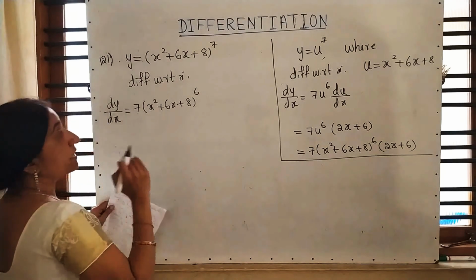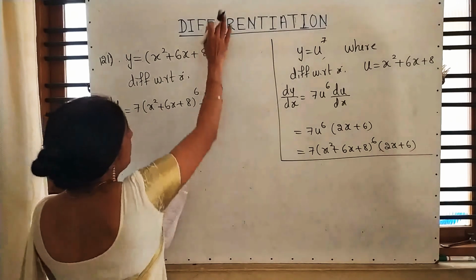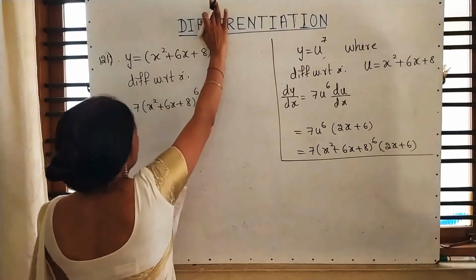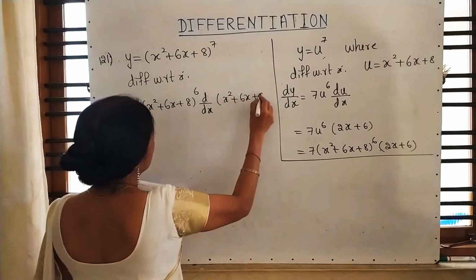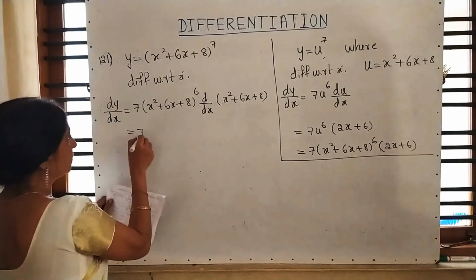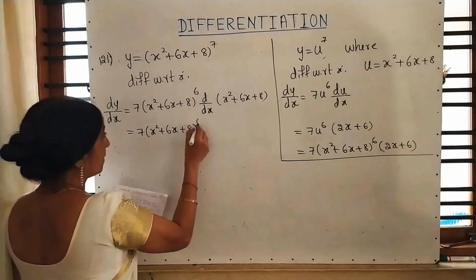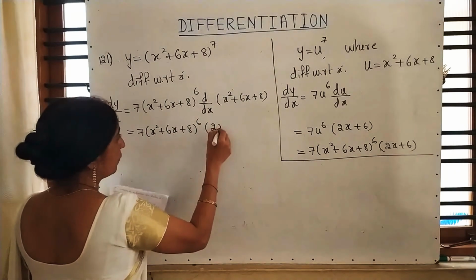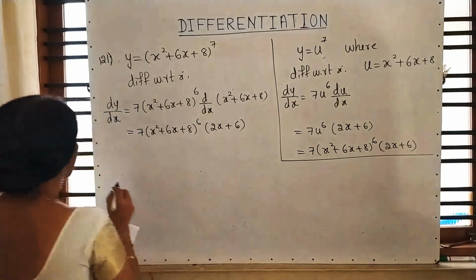That means we differentiated the power. After power, just close that power in the original equation. What is remaining? Write down. That is differentiation of x square is 2x, differentiation of 6x is 6. See, we got the same answer.